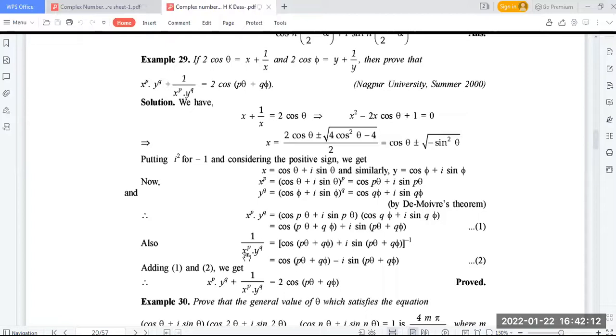That means cos a plus b formula and sin a plus b formula. Now 1 divided by x to the power p into y to the power q, what will be? 1 divided by this whole power minus 1. Just using de Moivre's theorem, minus 1 will be multiplied with the angle. Cos minus theta equals cos theta. But sin minus theta equals minus sin theta. Do you know this? Cos minus theta equals cos theta.